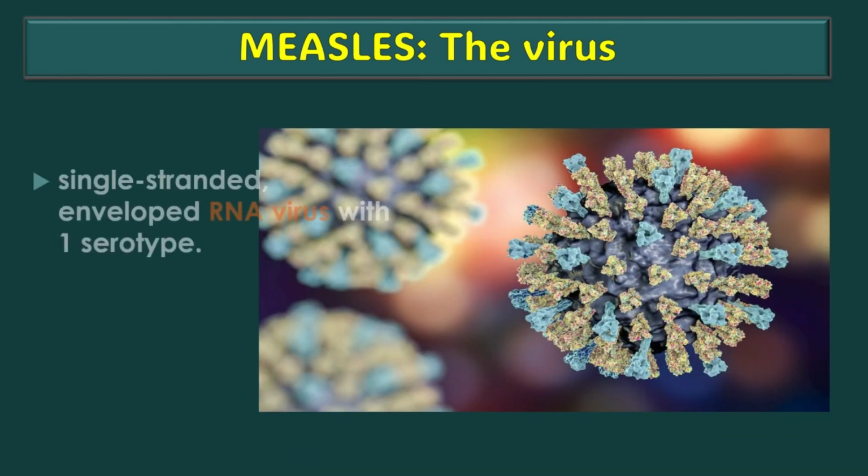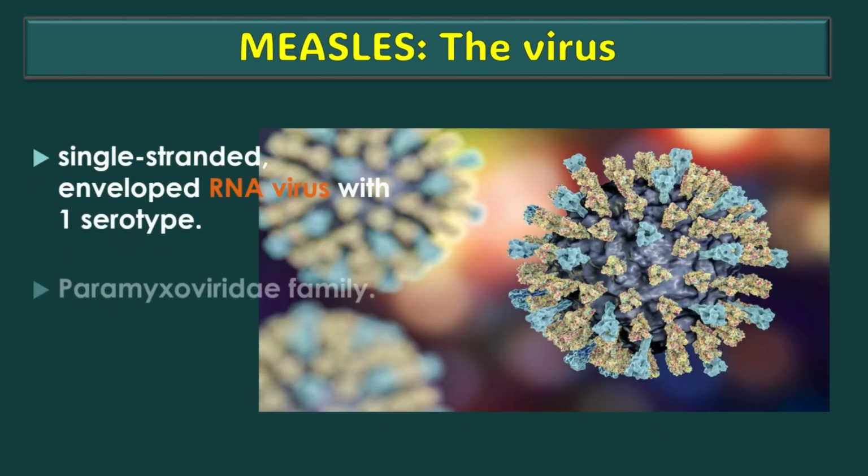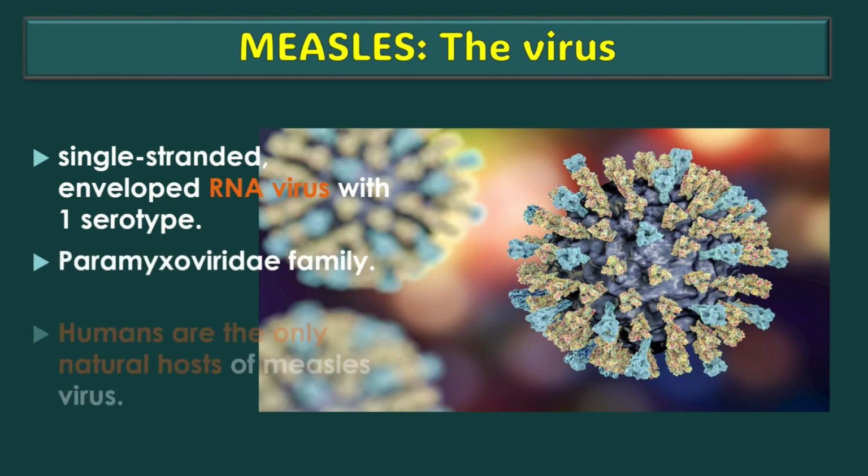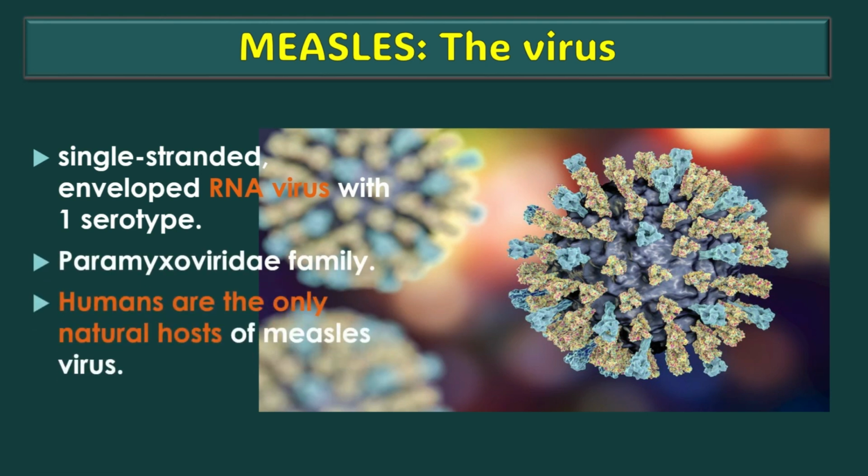Measles virus is a single-stranded RNA virus with only one serotype, of the Paramyxoviridae family, and humans are the only natural host of the measles virus. Therefore, if we can eradicate the measles virus from the human body by means of vaccination, then measles will be eradicated forever, like smallpox.